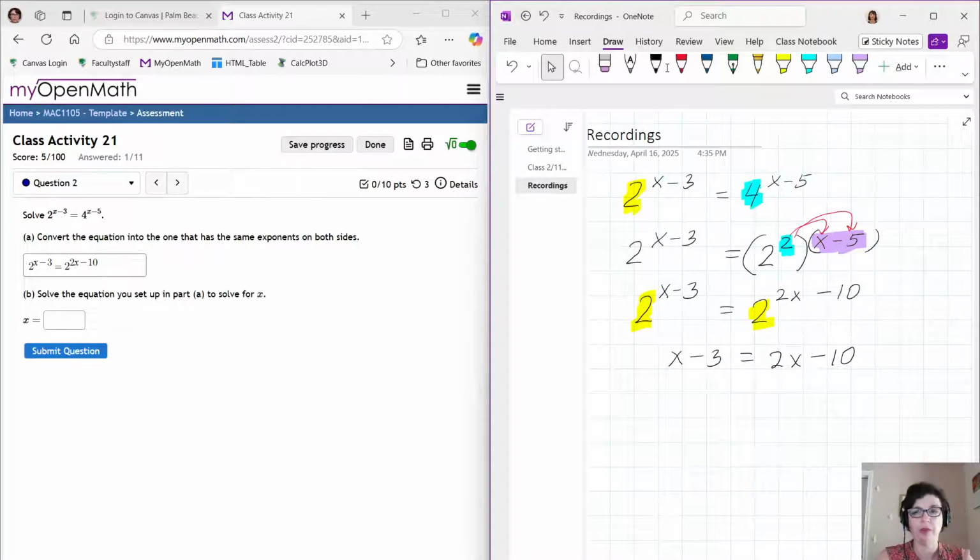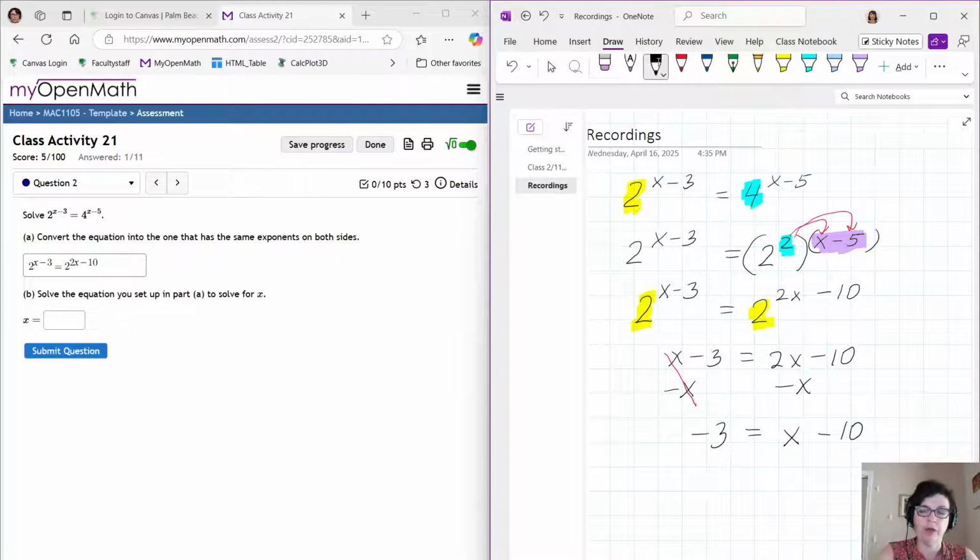Well, I want variables on one side and numbers on the other side. I prefer to have a positive coefficient of x, so I will subtract x from both sides. Over here, it'll cancel, and I'm going to get negative 3 equals. Now, what is 2x subtract x? So this is 2x subtract 1x, and that's just going to be x minus 10.